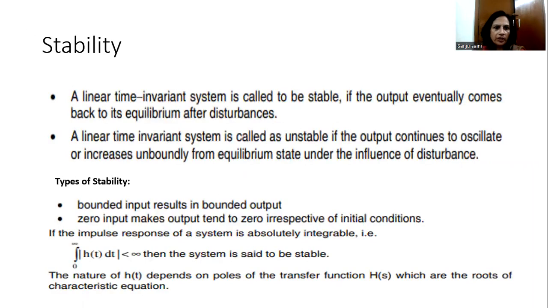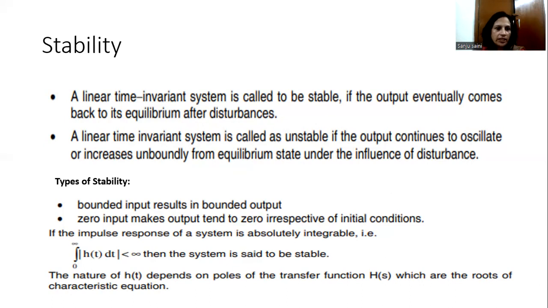So how do we define stability? A linear time invariant system is said to be stable if the output eventually comes back to its equilibrium position after disturbances. And it is said to be unstable if the system output continues to oscillate or increase unboundedly from the equilibrium state under the influence of disturbances. So if the system comes back to its equilibrium position after disturbances, it is stable, otherwise it is unstable.